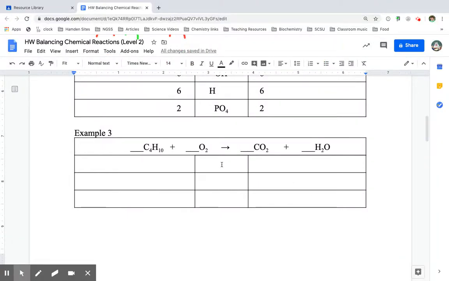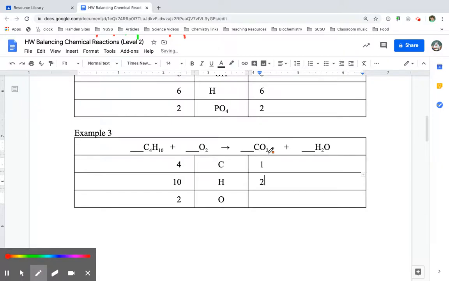And now finally, for balancing trick number 3. This is a combustion reaction, right? We've got O2 and CO2 and H2O. So we're going to do the same thing as before, C's and H's and O's, and count them. 4 C's, 10 H's, 2 O's, right? 4, 10, 2. And on the right-hand side, 1 C, 2 H's.